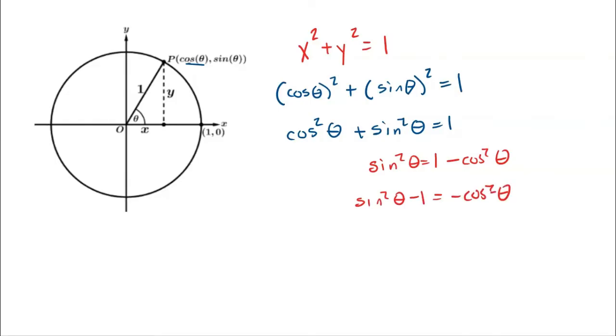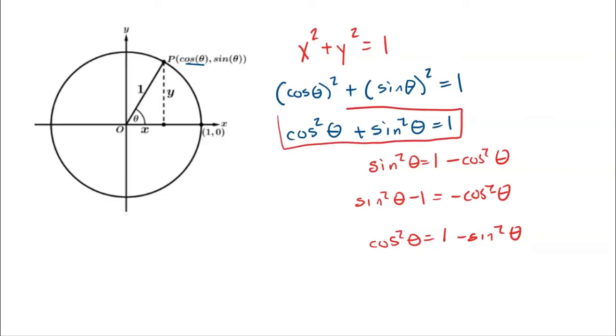Again, lots of different manipulations, and I'll keep going. I could also subtract the sine squared over. So I get cosine squared of theta equals 1 minus sine squared of theta. Again, all I'm doing is taking the original Pythagorean identity, cosine squared plus sine squared equals 1, and manipulating it to make it look a little different, but not be different.